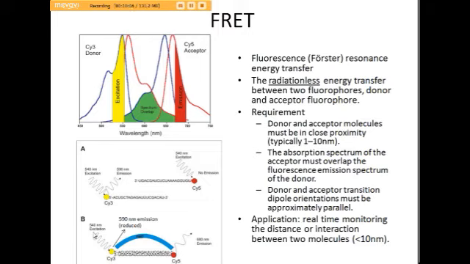The application of FRET is very wide in cell biology. It can be used in real time to monitor the distance and, most importantly, to monitor the interaction between two molecules. You might wonder why distance means interaction. This is because when two molecules are less than 10 nanometers apart for a long period of time, that means they are interacting physically.